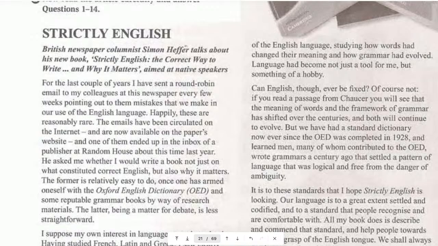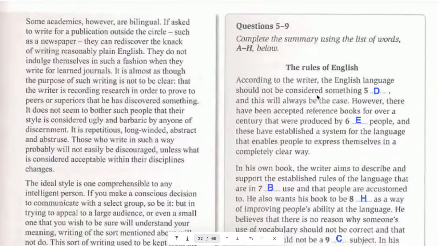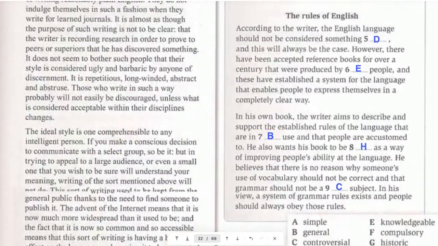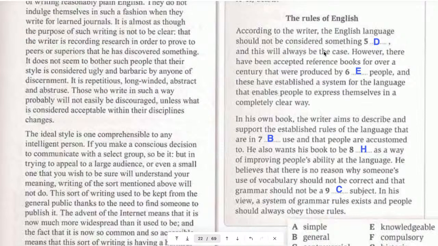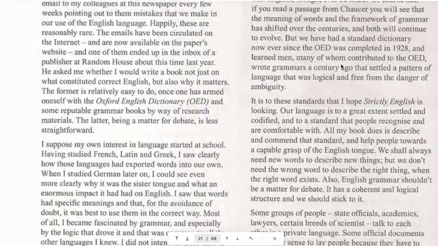Alright, now tell me some similar words and phrases here, because here they say that according to the writer, the English language should not be considered something permanent. Okay, the answer is permanent, right? D, permanent. And this will always be the case. So where? Which phrase is similar to what?